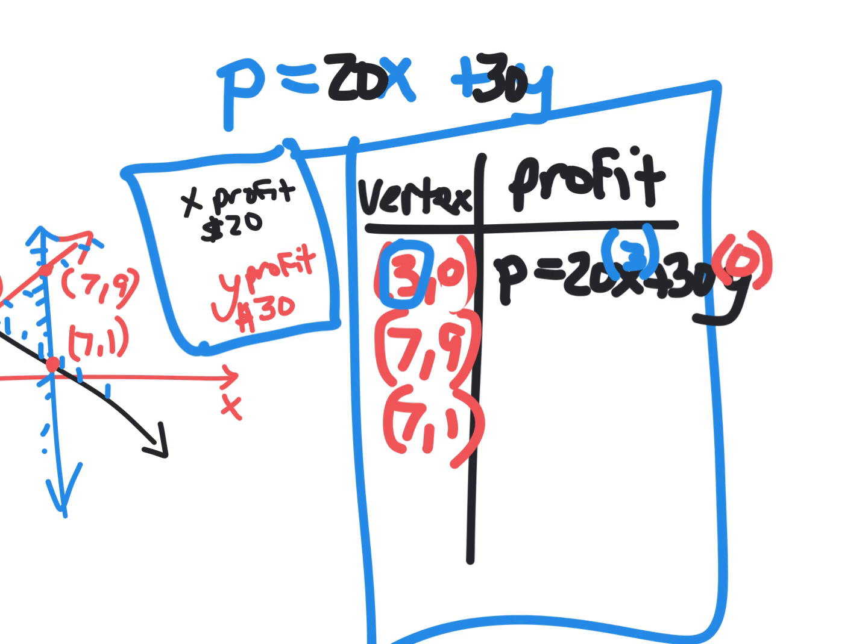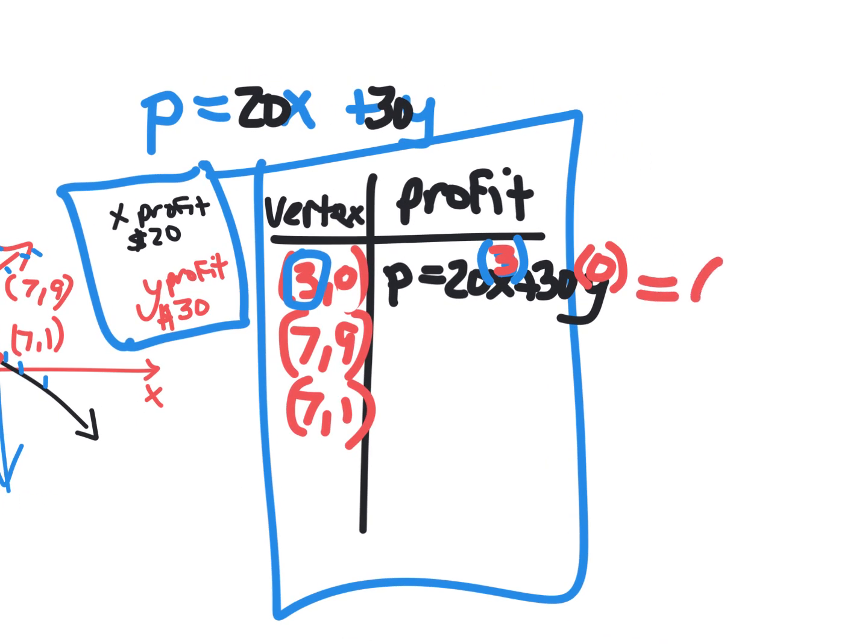Now, can you do that one in your head? 20 times 3 plus 30 times 0? 60. You got it. It's 60. And the 30 times 0 is just 0, so it's just 60. So the profit, $60. Figure out the other two. See which one wins.